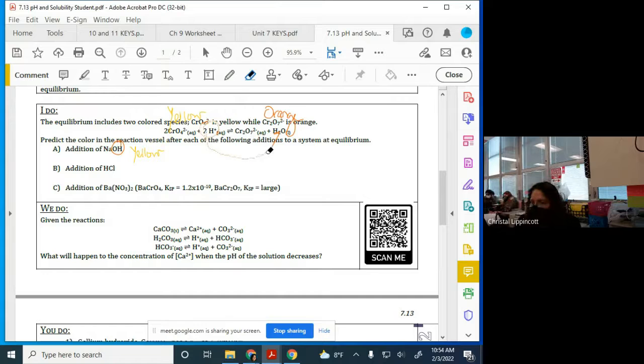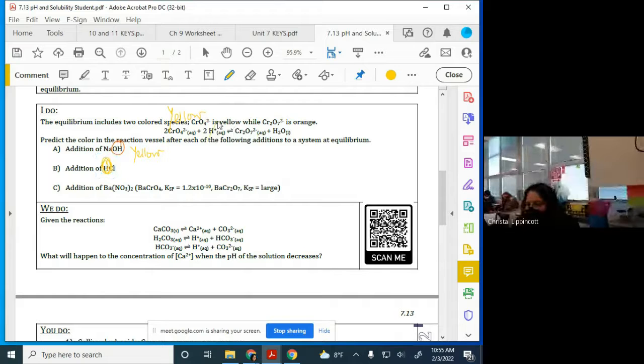Does HCl connect to the H2O? It's the H plus we're going to be working with. The H plus connects to the H2O, so the H plus here is going to come out. It's going to attach itself. H plus is going to shift.